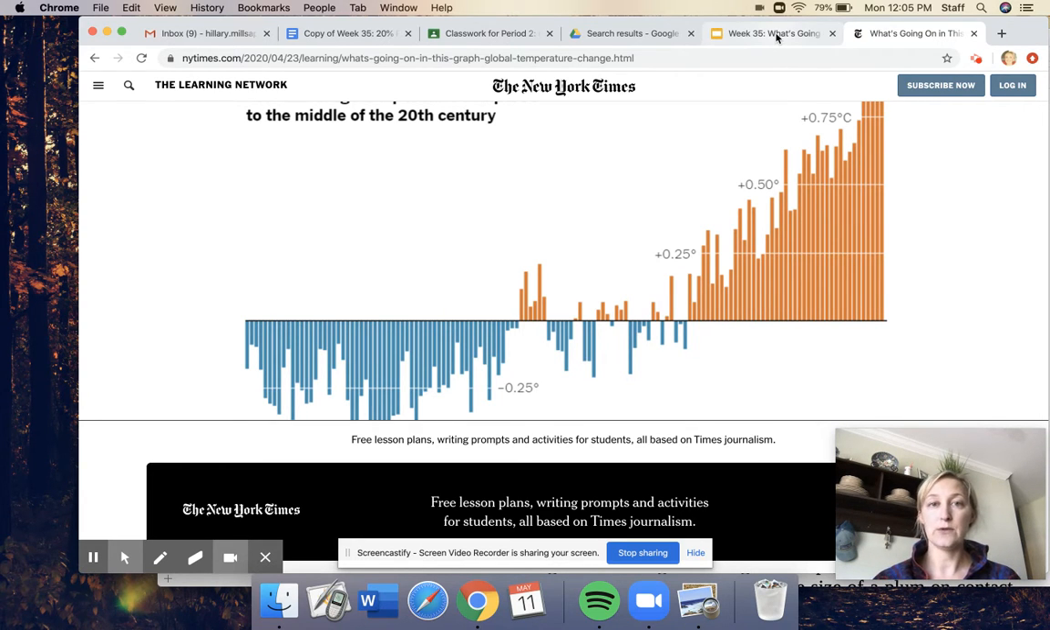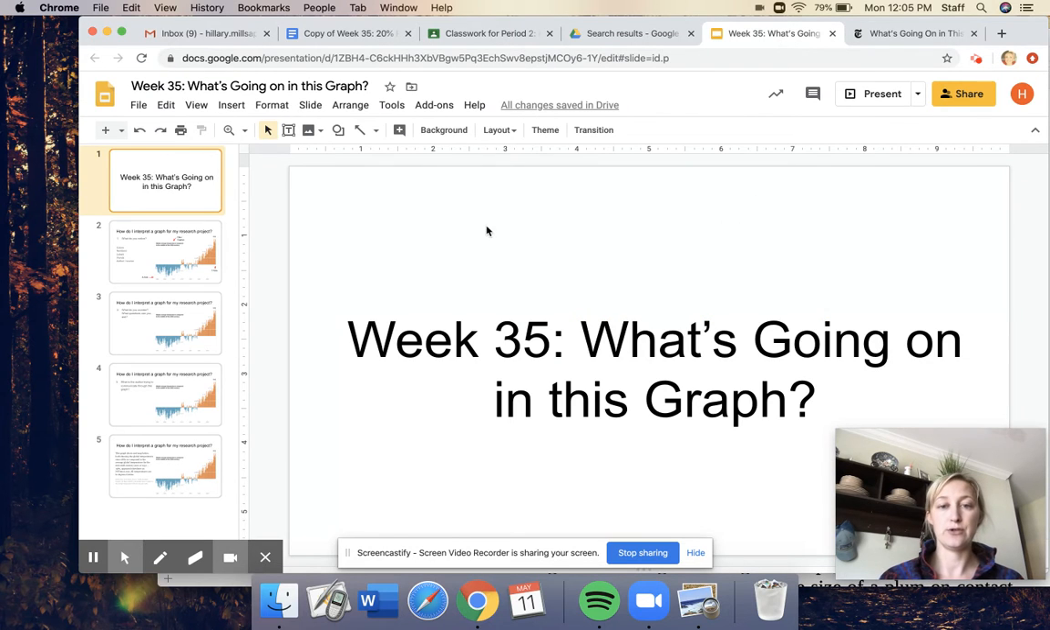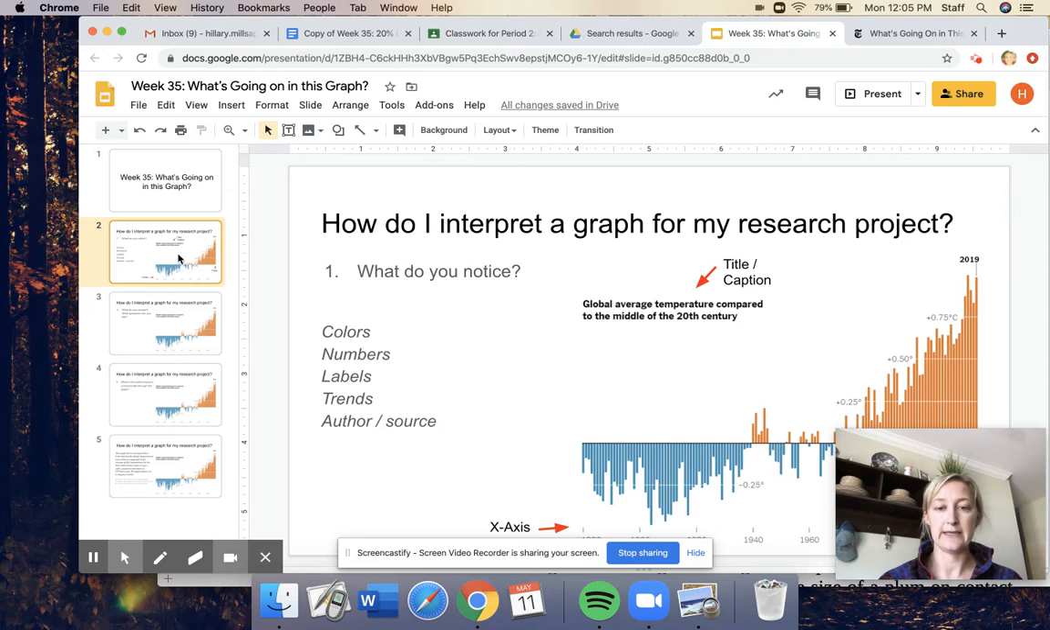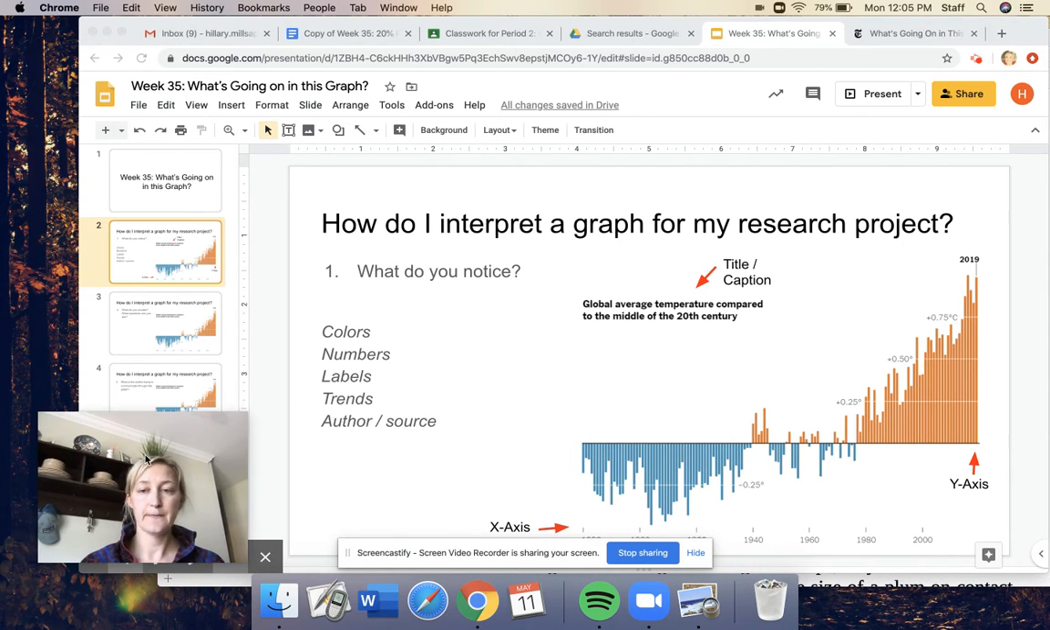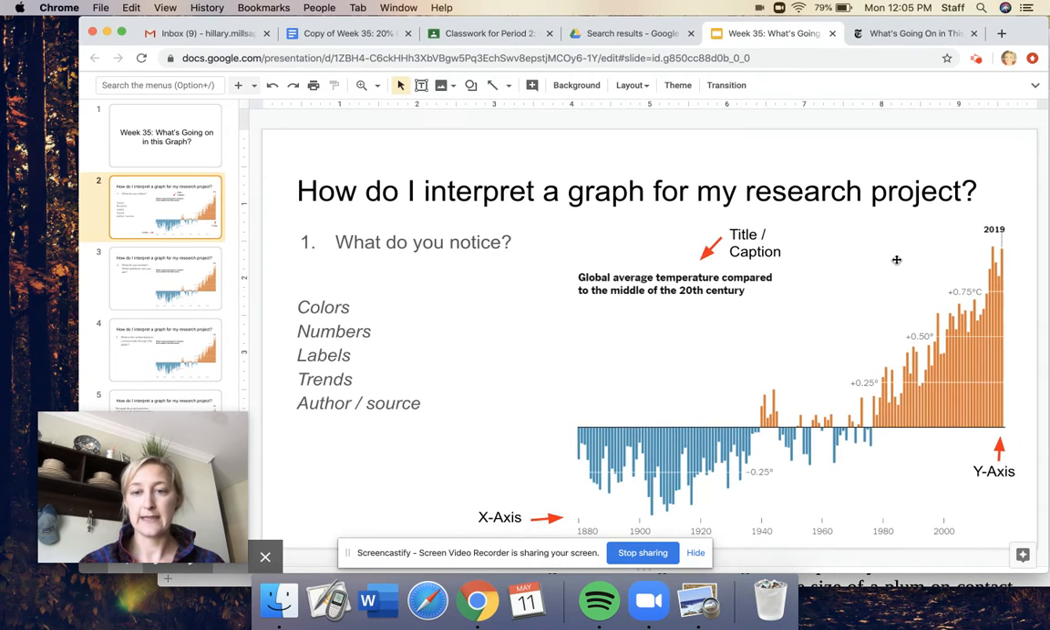So here's what we'll do as we're looking at our graphs. Here's how you can go about looking at it. The first thing that you need to do is ask yourself, what do you notice? So this is a really easy question. There are no wrong answers really. And what I'm going to notice in this is first, I see a line in the middle here.